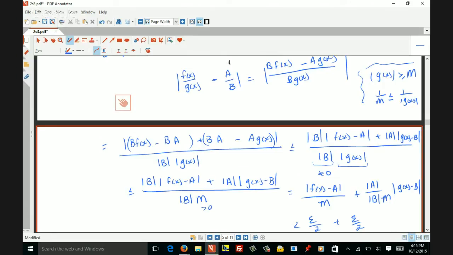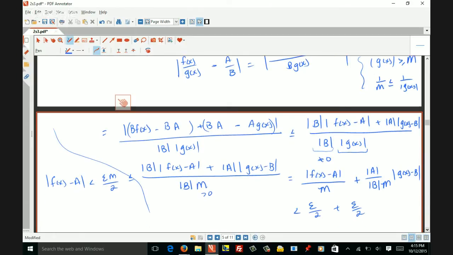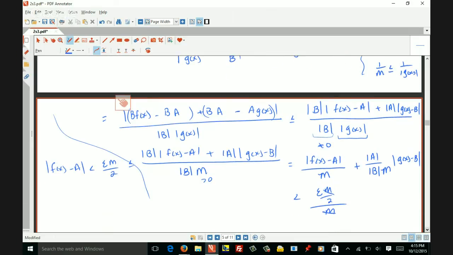So let's take care of the f of x one. What do we need? This is our scratch work again. So we need epsilon m over 2. Then that cancels with that m right there. Maybe I should put a little bit more space here. This would be epsilon m over 2 divided by m. The m's are going to cancel, and you're going to get your epsilon over 2.